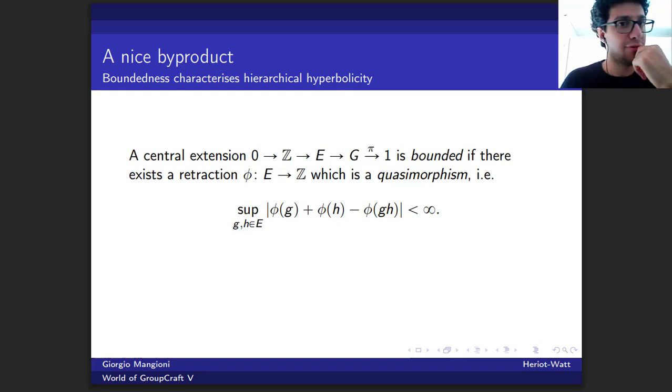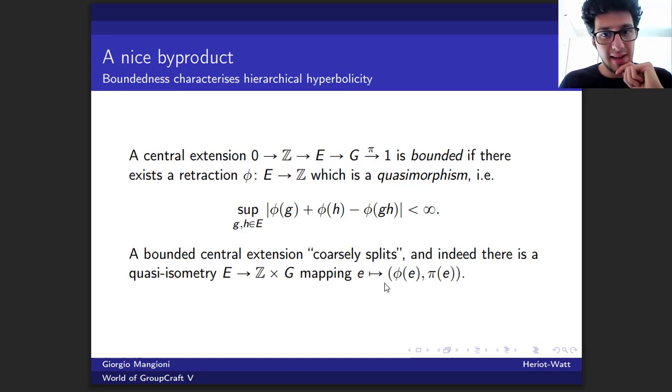It's nice that in our proof we prove also this equivalence between the extension being hierarchically hyperbolic and some notion coming from bounded cohomology, which is the fact that the extension is bounded. So we say that a central extension is bounded if you have a retraction from the middle group to the kernel, which is a quasimorphism, which means that it is almost a morphism up to a finite error. Because if you take two elements, then the sum of their images is almost the image of their sum up to a controlled error.